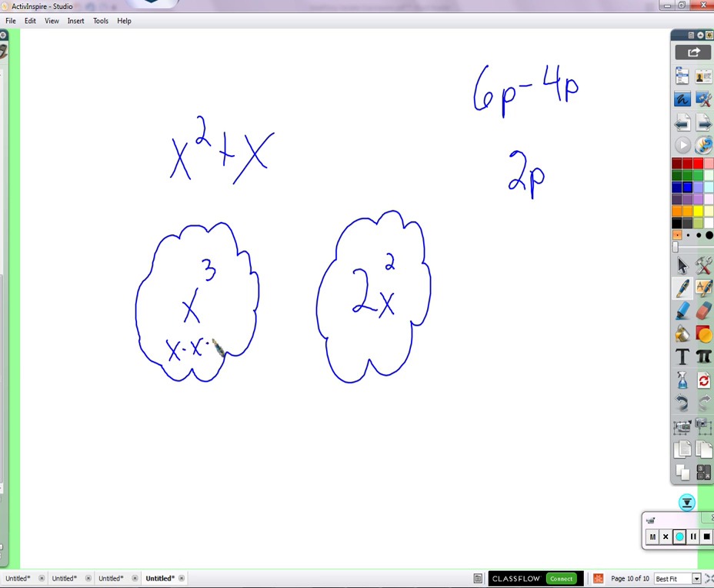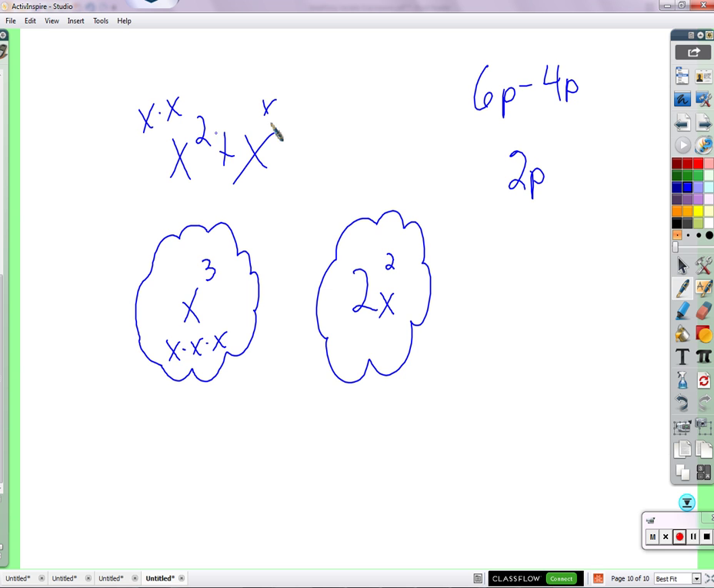Exactly. So we have x times x times x, that's what x cubed means. Everybody agreed on that? Take something to the third power means multiply it by itself 3 times. What does x squared mean? X times itself. What does x mean? It just means x. So here we have 3 x's and here we have 3 x's.